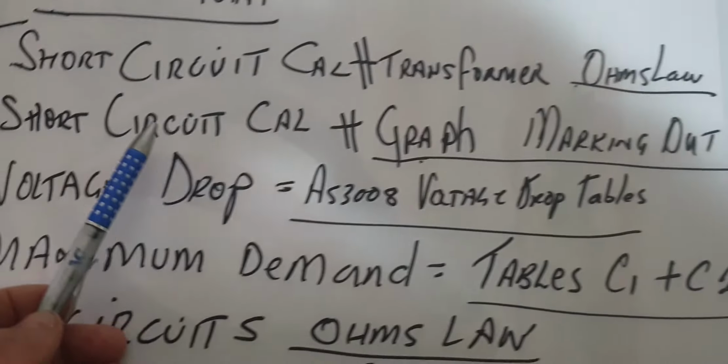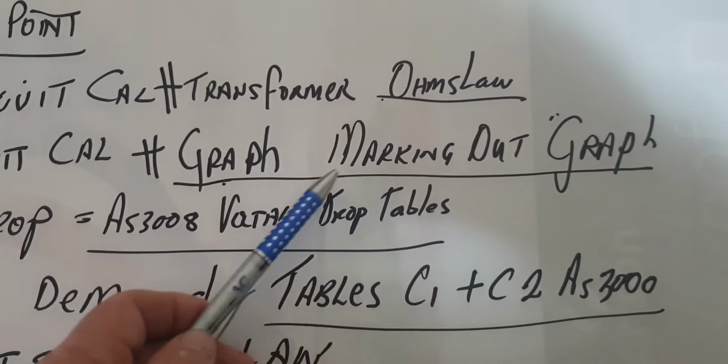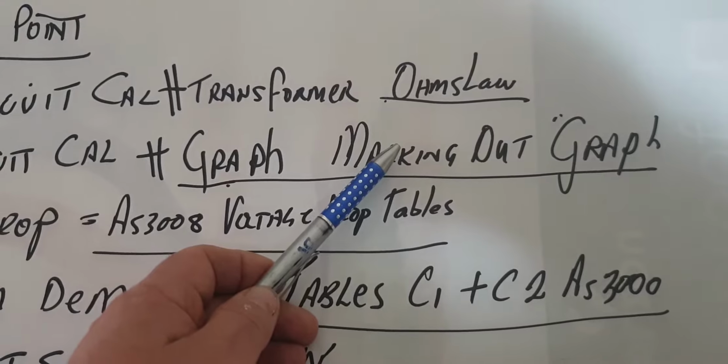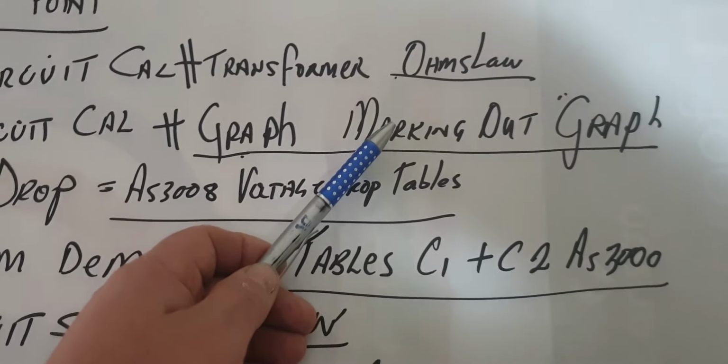The next one, short circuit calculation on the graph, you've only got to rule a line down, right? Do some dividing and mark the graph up, okay? That would probably be the simplest question, but then a lot of people can't get it quite right.